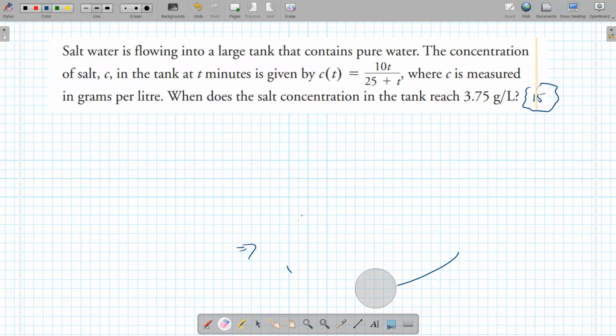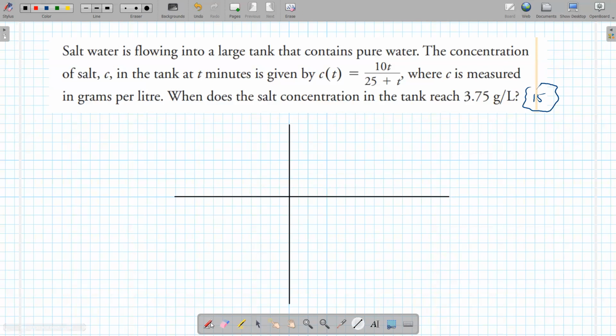We can also graph this. You want to tell me, does this have an oblique asymptote or a horizontal asymptote? Look at the degrees on the top and the bottom. Oblique is when the degree in the top is bigger than the denominator. It's not oblique. So what's our horizontal asymptote here?